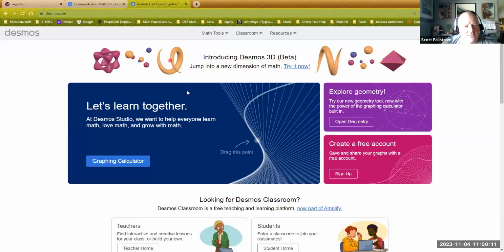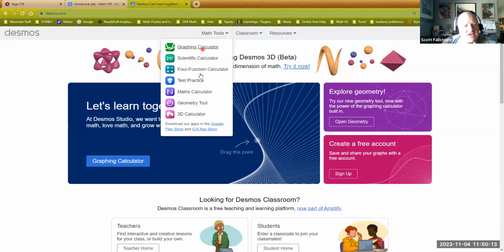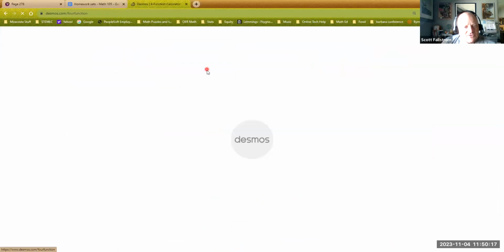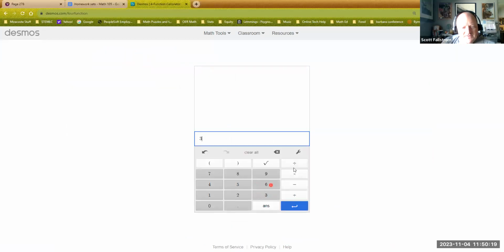Let's see. Math tools. So for Desmos, there's a 4-function calculator, scientific, and graphing. Let's try the 4-function and say 3 divided by 7. And there it is, and I can see it shows up. So the 4-function calculator does not show the fraction portion.